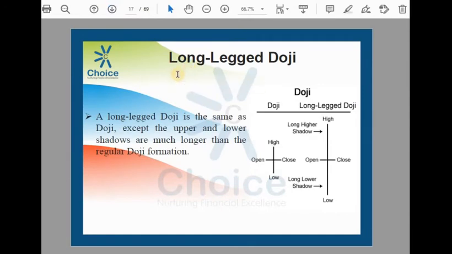Here we see a long-legged doji. A long-legged doji is the same as the doji candle, except the upper and lower shadows are much longer than the regular doji formation. In this picture, we see the open and close remain at the same place. We have a higher end of the wick and a lower end of the wick, which means that it will resemble a plus-like symbol.